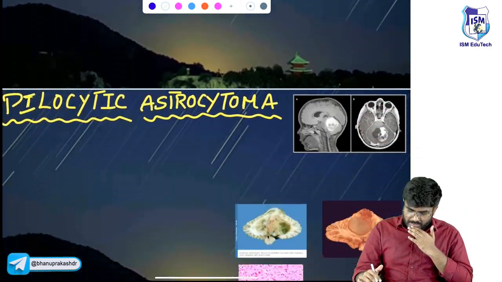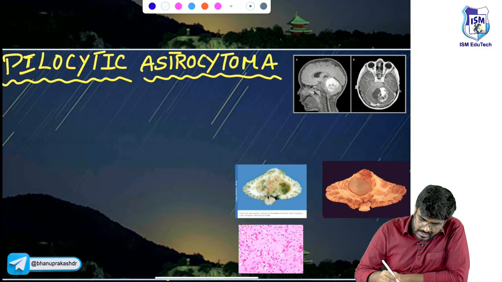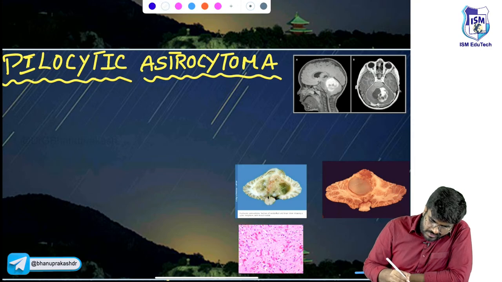Having said that, now let's begin with pilocytic astrocytoma. This pilocytic astrocytoma is seen in which age group? Children.